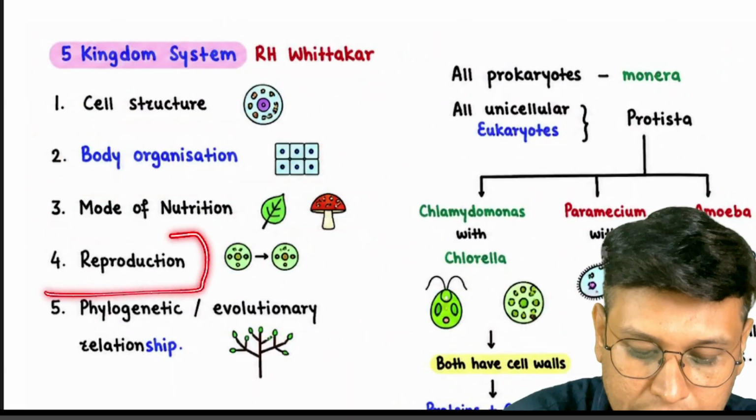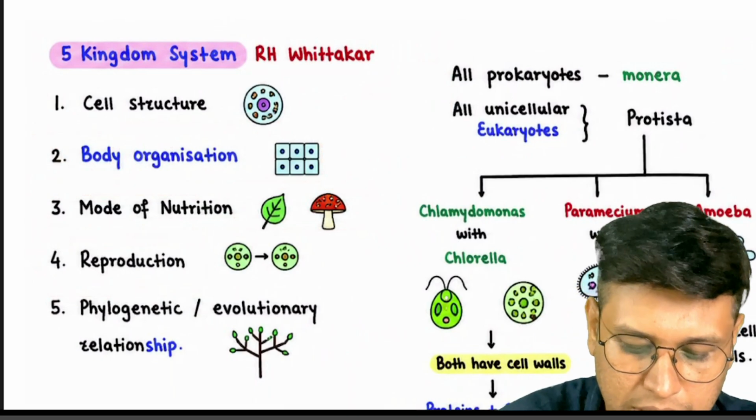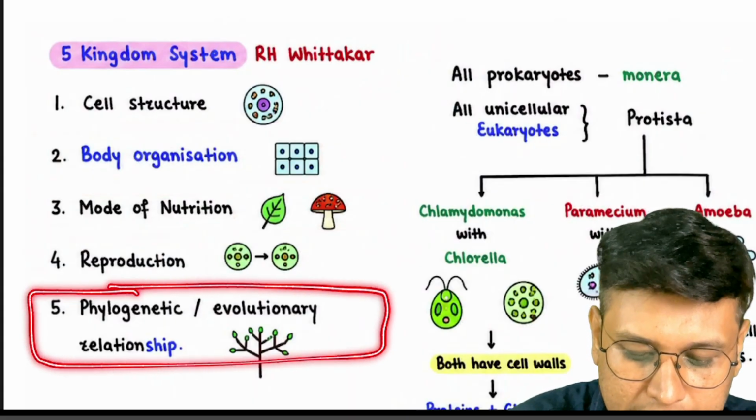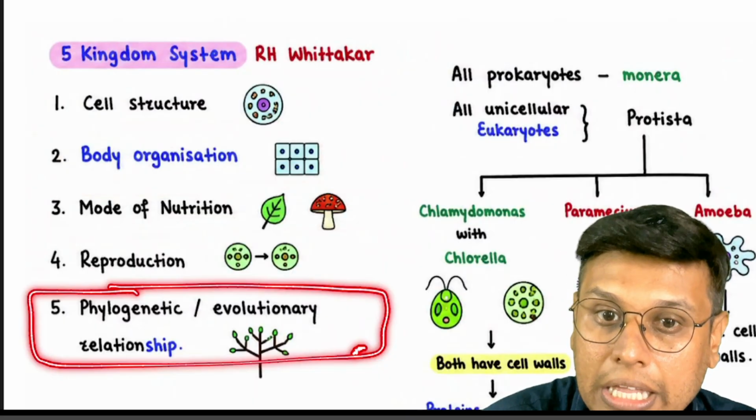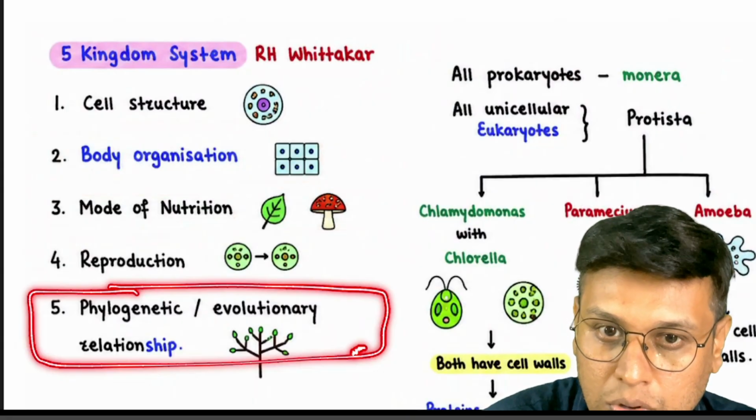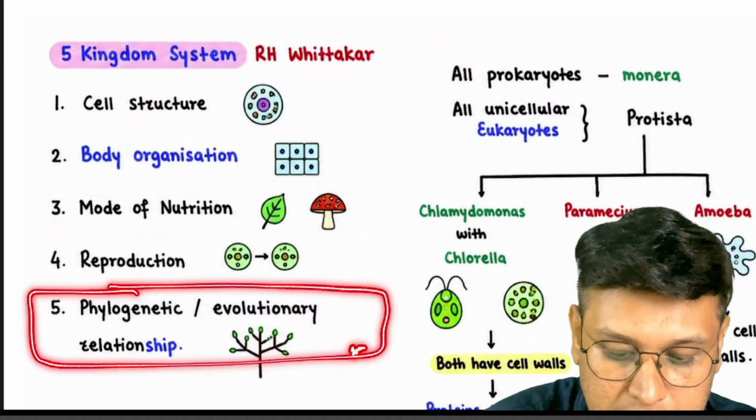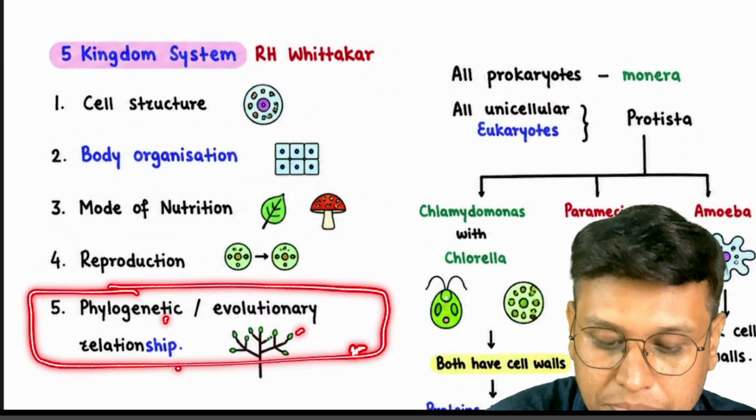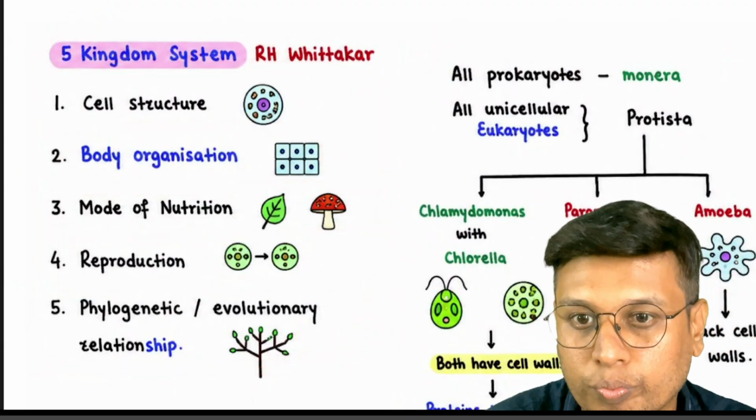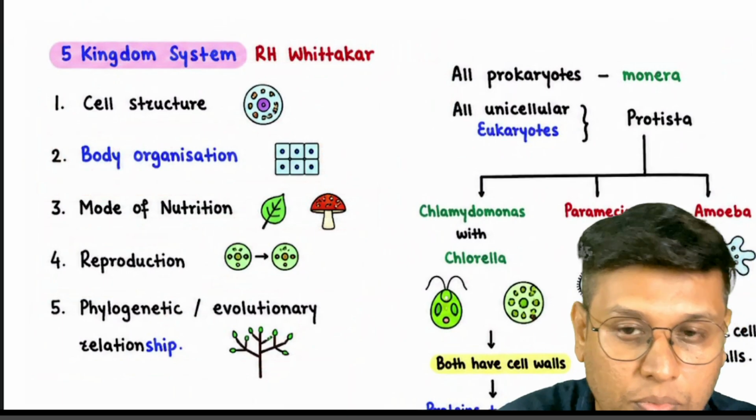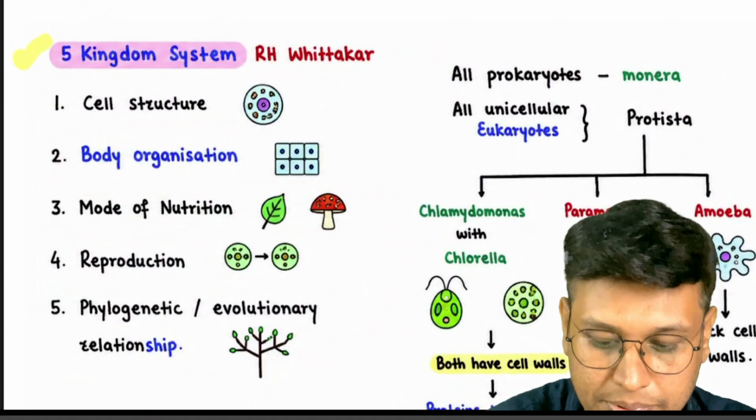Next is reproduction. Finally, sexual, asexual, with flagella, without flagella, and all those terms. And finally, they have done a very important thing: R.H. Whittaker has considered phylogenetic and evolutionary relationship, how they are related to their ancestors and further generations, that is descendants. These five criteria are often asked in an MCQ. Very important. They will ask you these five criteria for five kingdom classification, 100%.